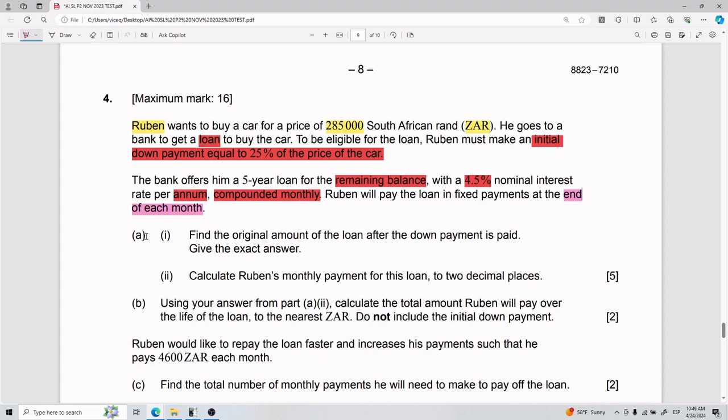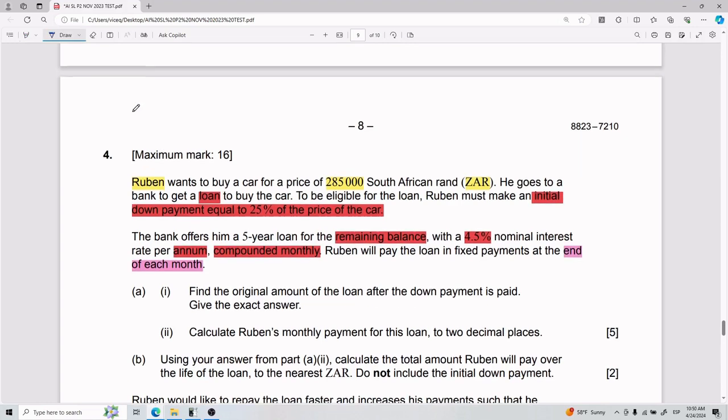And so for part A, part I, we need to find the original amount of the loan after the down payment is paid and give our exact answer. All right, so there's definitely a couple of things going on here. Let me give you a little bit of context. Okay, for part A, part I, we don't need too much context, right? So for part A, part I, it's the original amount of the loan after the down payment is paid.